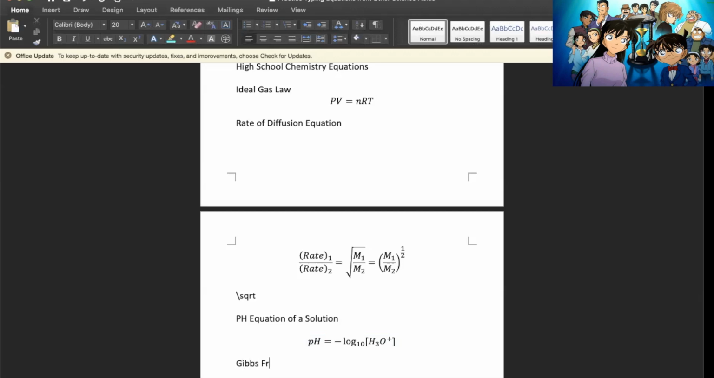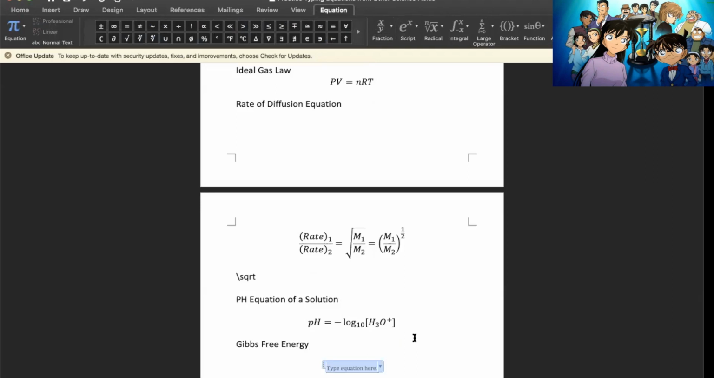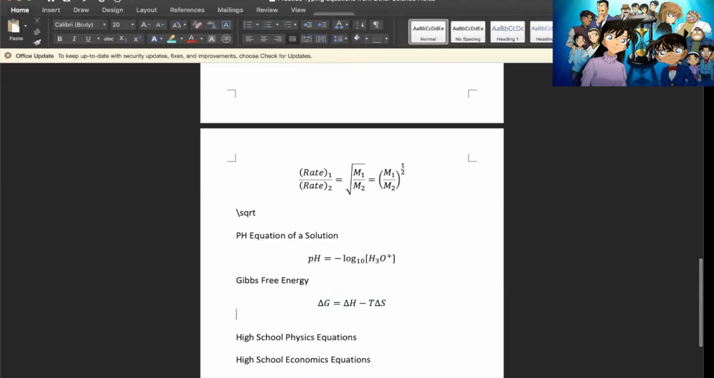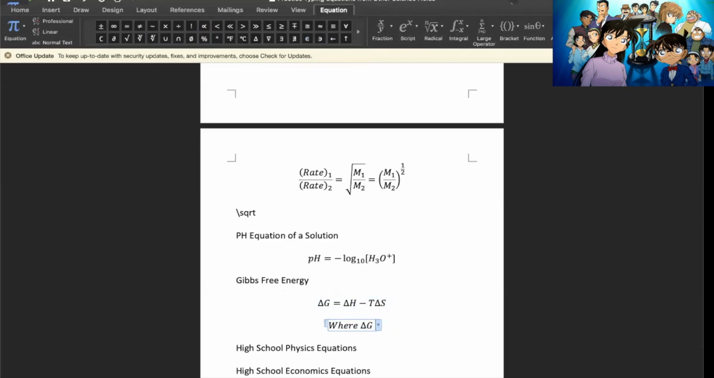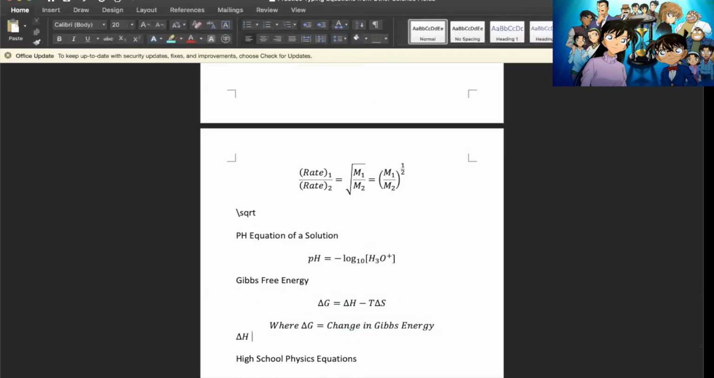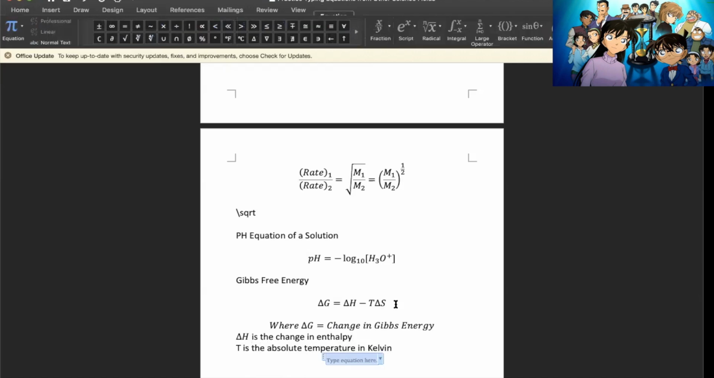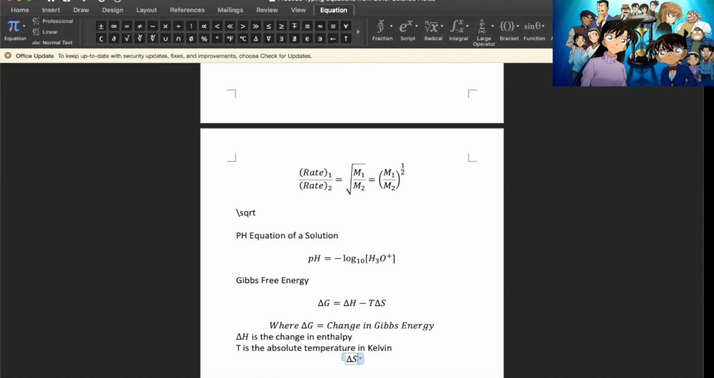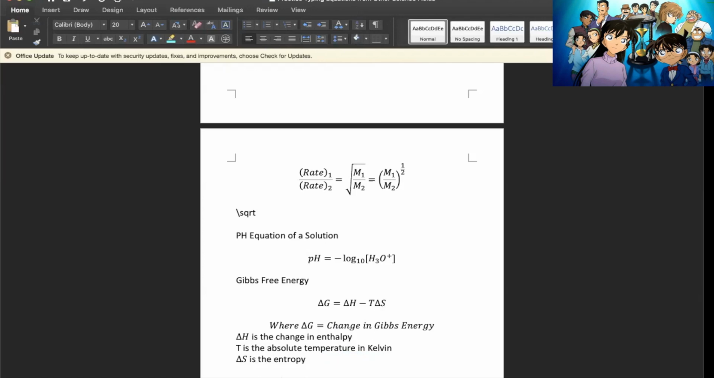And finally, let's take a look at Gibbs free energy, which basically gives us delta G equals delta H minus T delta S, where delta G is the change in Gibbs energy, delta H is the change in enthalpy, T is the absolute temperature in Kelvin, and delta S is the entropy of your solution.